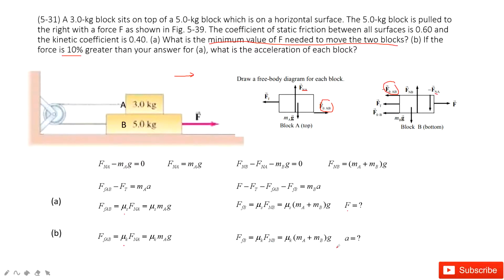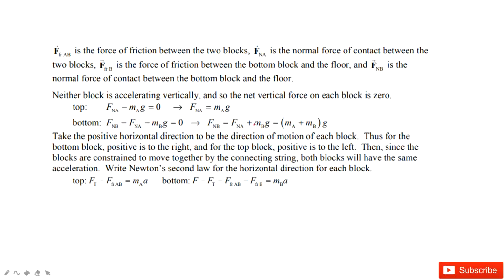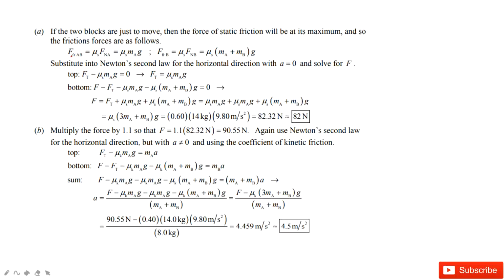Now for more details, we can look at it here. Similarly, these are the four equations we write. First, the friction for A, between A and B, is mu s times the normal force, and the friction between B and the table is mu s times NB. Then you solve these equations, and you find the force equals mu s times (3mA plus mB) g. In this one, you get the final answer.